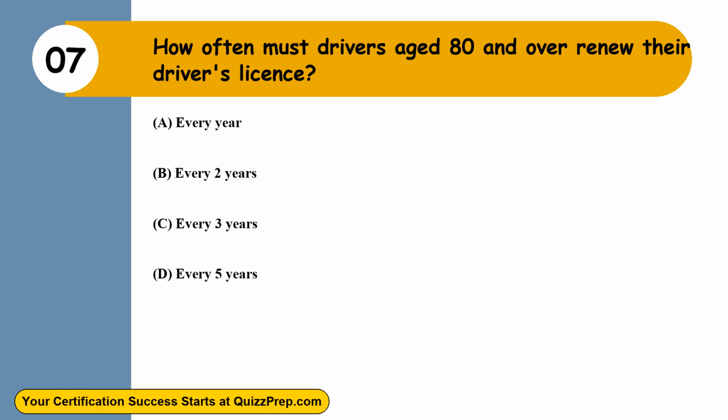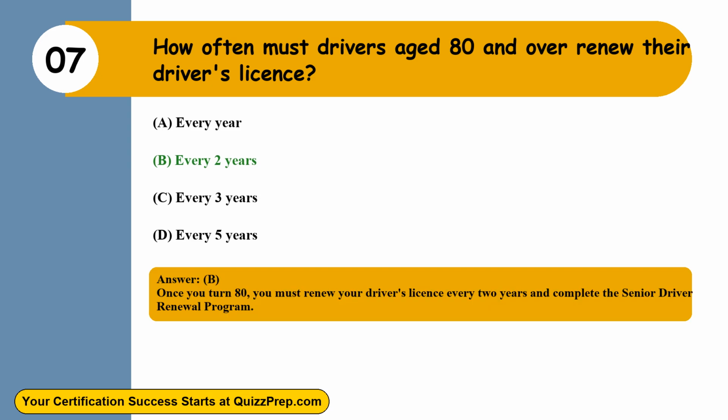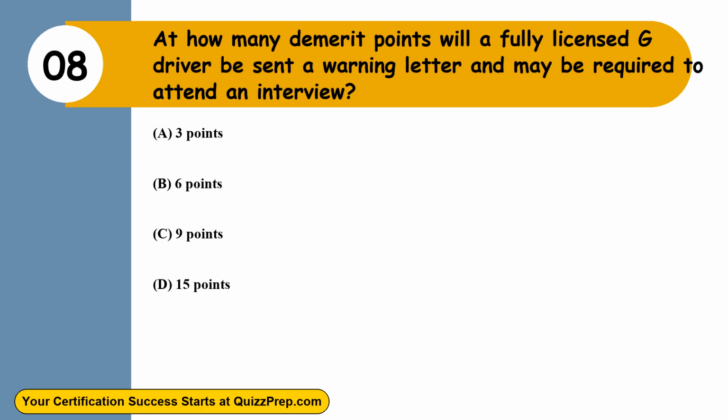Option A. Every year. Option B. Every 2 years. Option C. Every 3 years. Option D. Every 5 years. The correct answer is option B. Every 2 years. Once you turn 80, you must renew your driver's license every 2 years and complete the Senior Driver Renewal Program. Question 8.